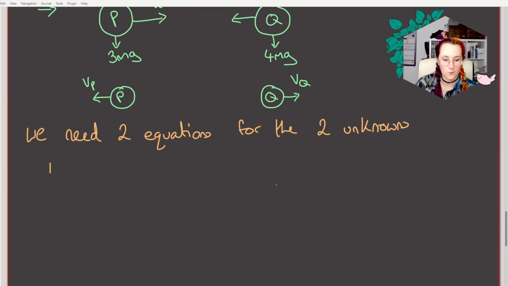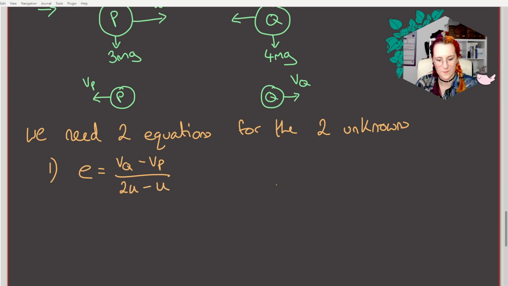So one that I'm going to use is my coefficient of restitution. So that's my VQ minus VP over u minus 2u minus u.